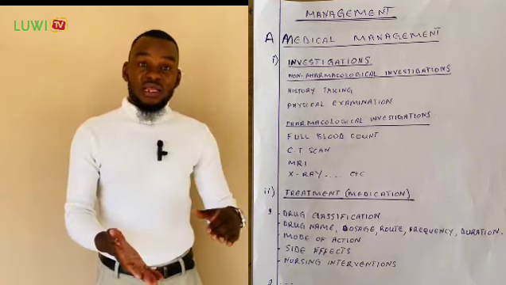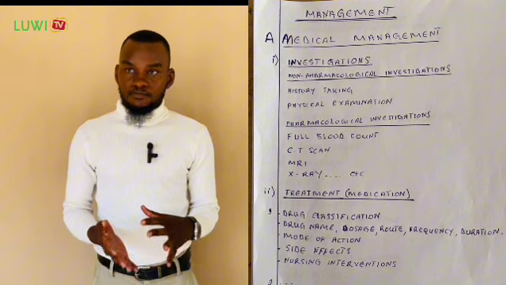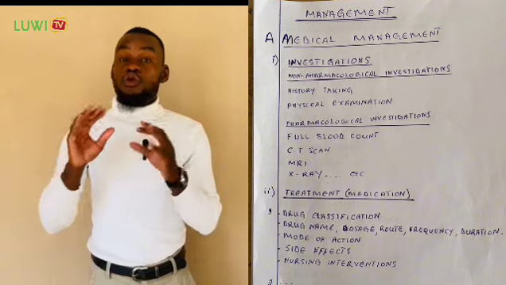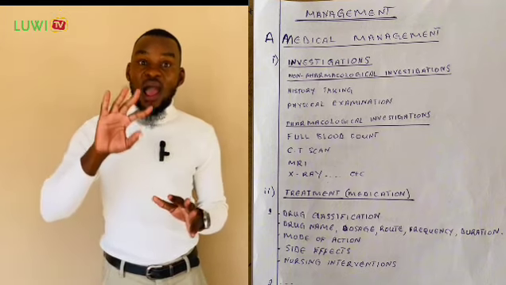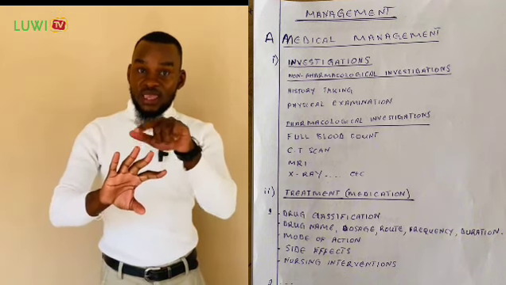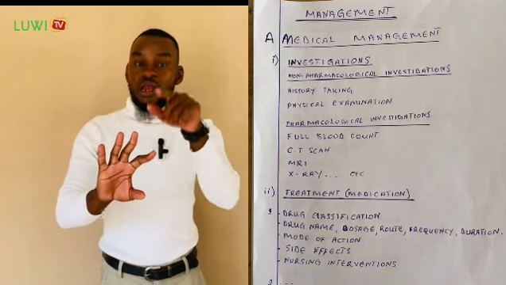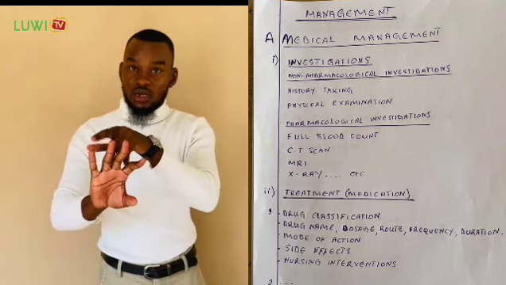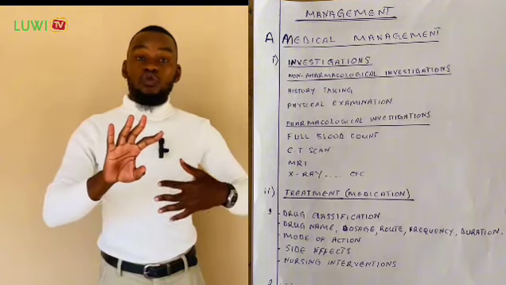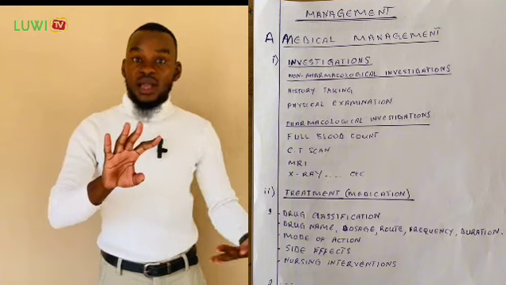Okay? Then, after your history, you are going to go to physical examination. We know physical examination has 4. We have an acronym, IPPA, which is inspection, palpation, percussion, and auscultation. Choose any of these 4, whichever one you want. Are you going to use inspection? Are you going to use palpation, percussion, auscultation?